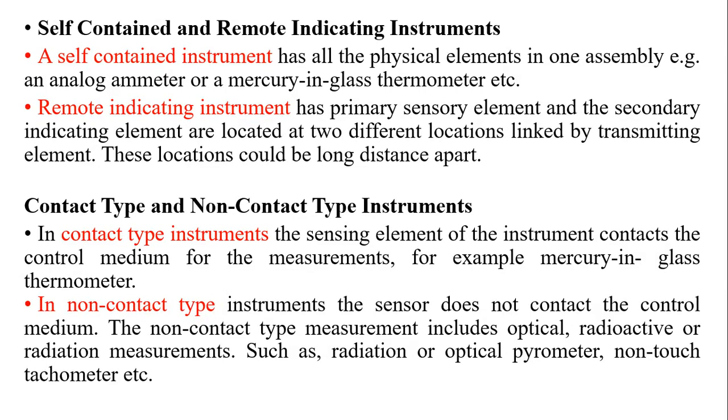Or a handheld tachometer requires touching or contact with the revolving part, and only then will it show the RPM of the motor or the fan. Likewise, these are contact type instruments. They need contact with the quantity, and only then can they show some kind of readings.